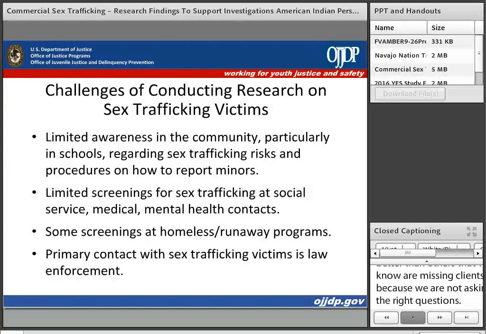We are seeing screenings at homeless and runaway programs, and you'll hear through the studies that I'll talk about in Minnesota that this is one of the primary reasons that sex trafficking victims are identified by traffickers, because they're homeless and runaway and they have pervasive housing needs and basic needs to be met.